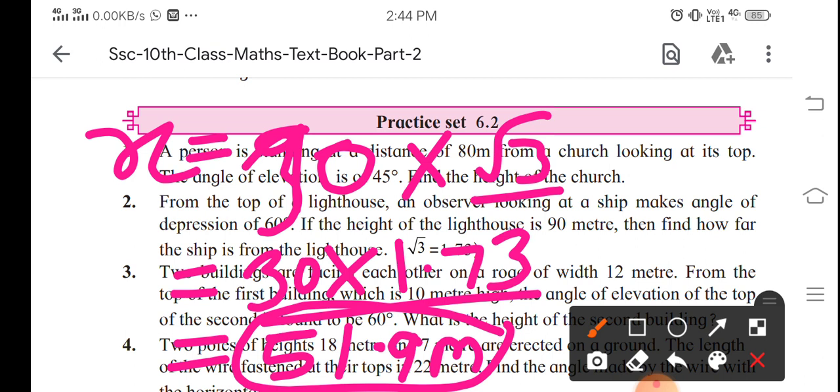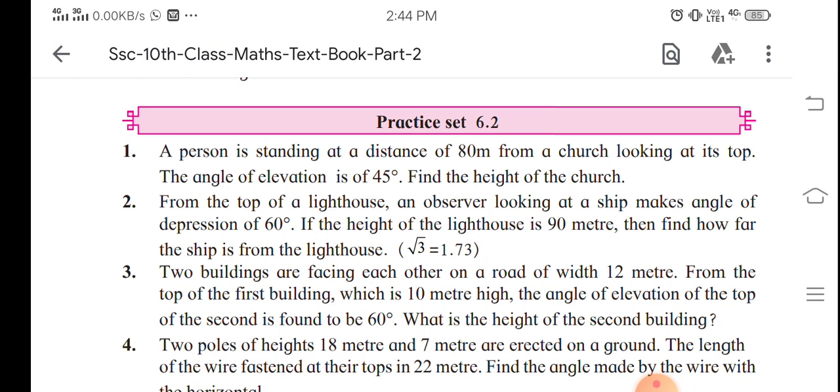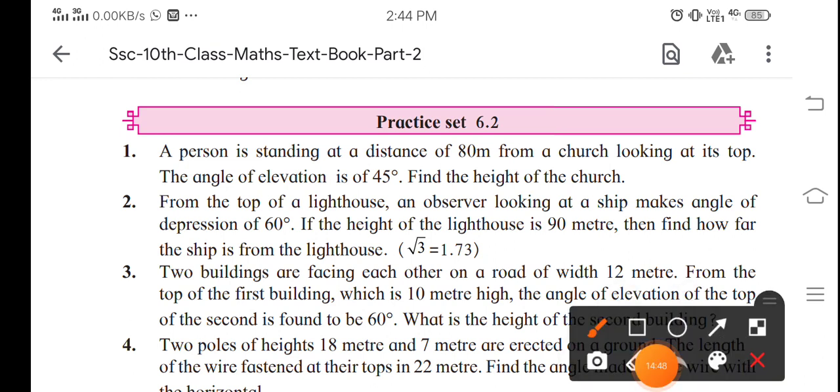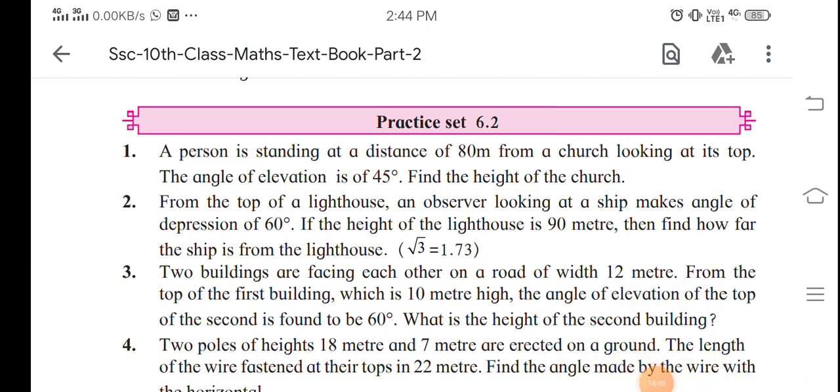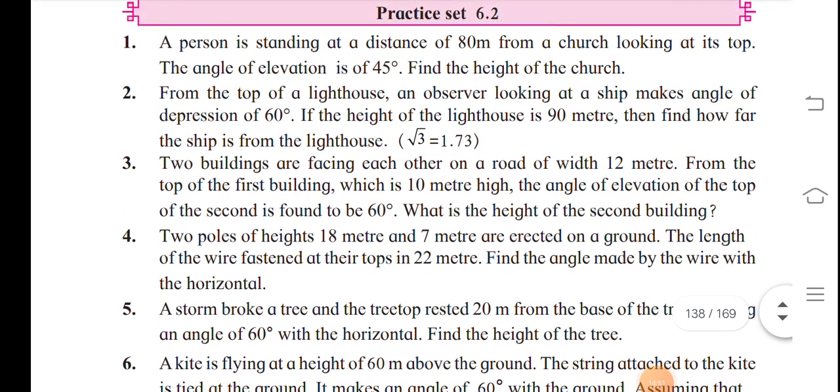Okay, now with this we have completed our question number 2. Now we'll solve question number 3. Read question number 3. In question number 3, it says: two buildings are facing each other on a road of width 12 meters, and from the top of the first building, which is 10 meters high, the angle of elevation of the top of the second building is found to be 60 degrees. So what is the height of the second building?